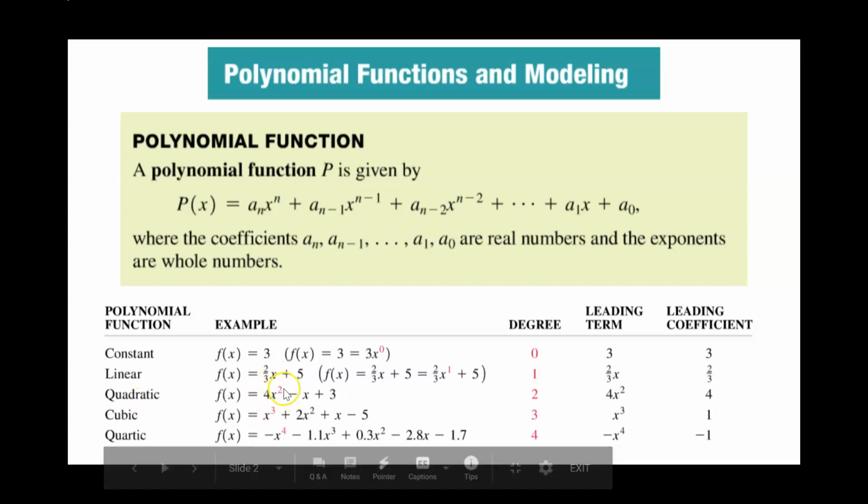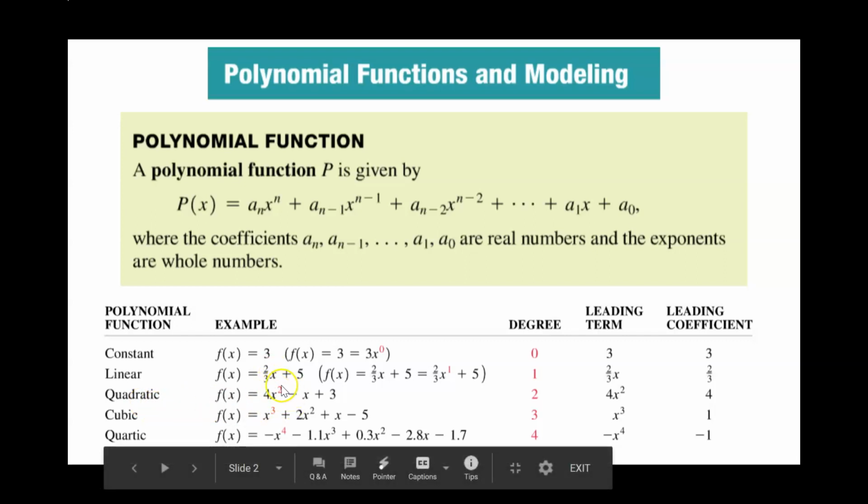Quadratic is where you have the square. So here's the descending order. We have 2, 1, and then 0. But since this is the leading term of the function, the degree is going to be 2 because of the exponent. The whole thing is going to be the leading term. This is what we're going to be focusing on. This column right here is what we're really focusing on a lot in this section. And then 4 is the leading coefficient because the 4 is in front.